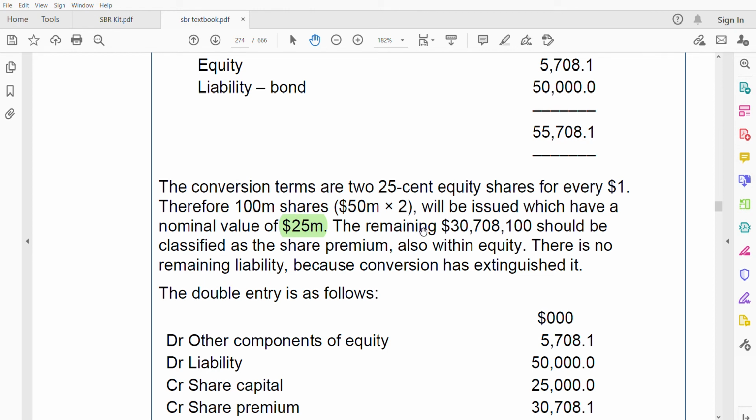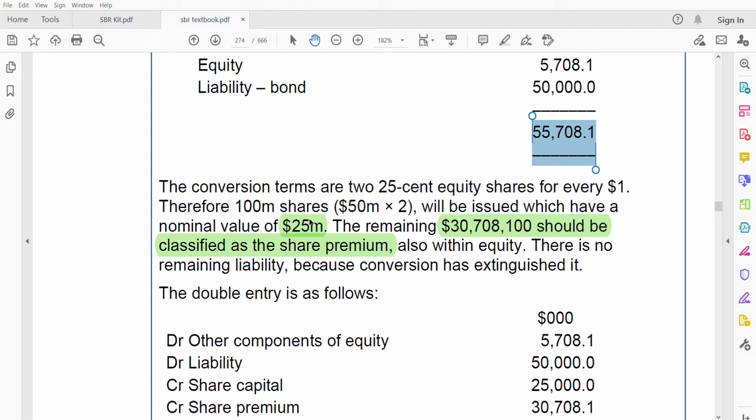The remaining, what is the remaining? This should be classified as share premium, and this will go within equity. Anything relating to equity will go within equity only, whether it's share capital or share premium. Just see the total amount. It is this, right? So you have to deduct 25 million from there, because 25 million is the nominal value.